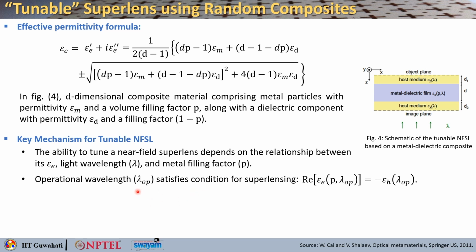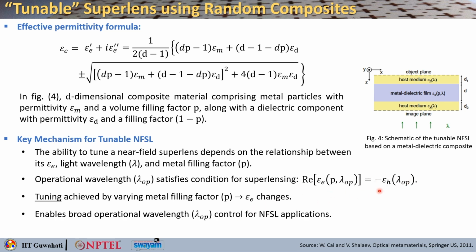You can find your operational wavelength by satisfying the super lensing condition. That is, you have to find the real part of the effective permittivity for a desired, tunable volume fraction at the desired operational frequency, and that should be equal to minus the host permittivity at that operational wavelength. So what you are achieving here is that you can change the metal filling factor and change epsilon E, and that will allow you to satisfy this. You basically get broad operational wavelength control for near field super lensing applications using this method.